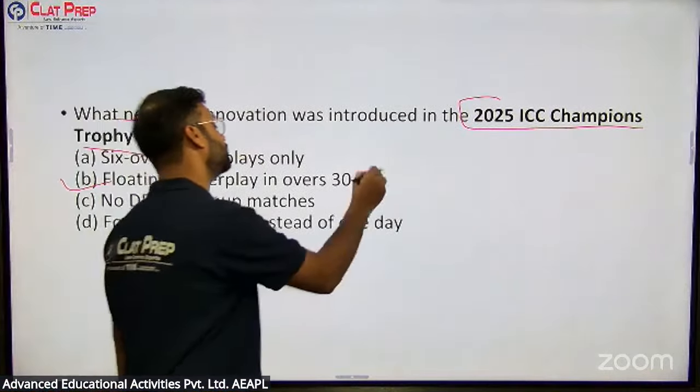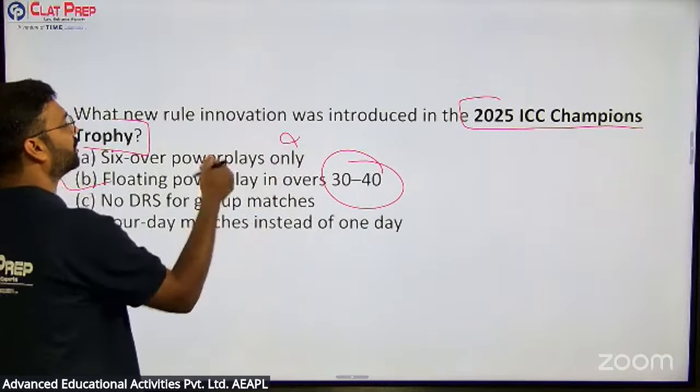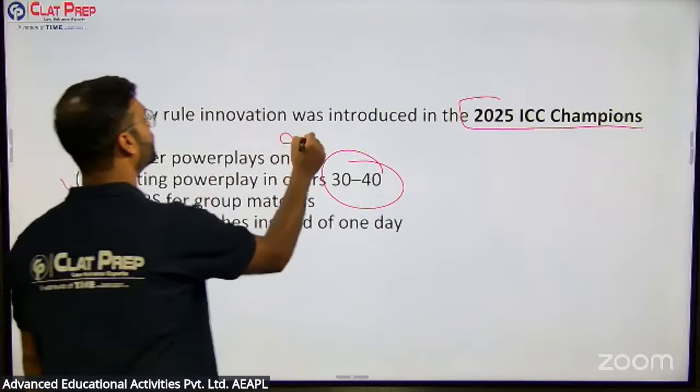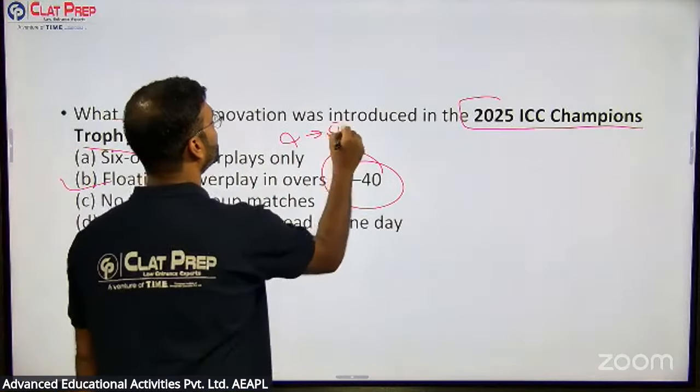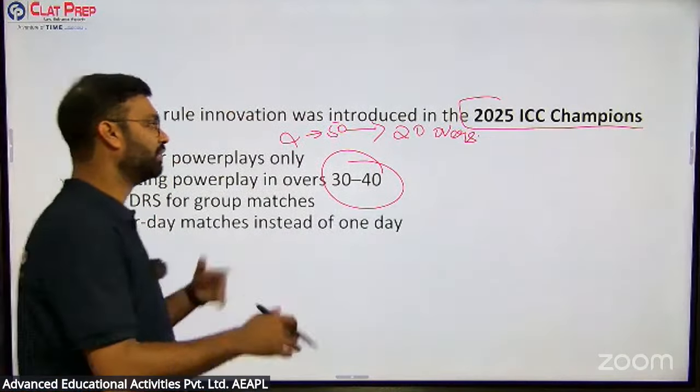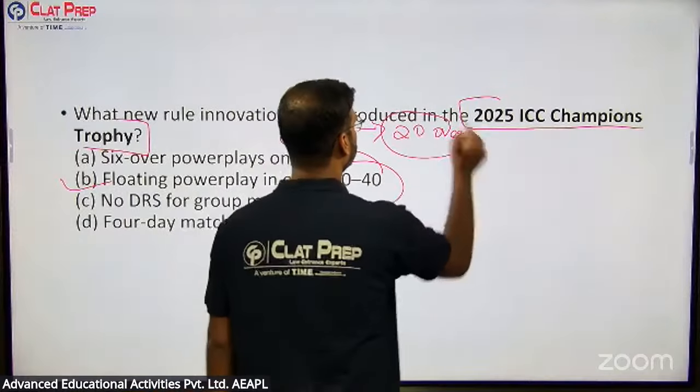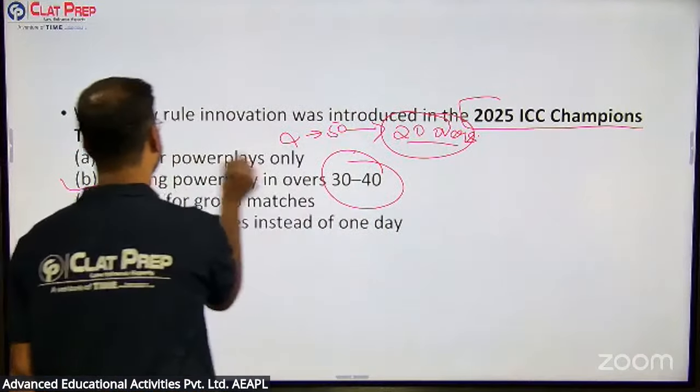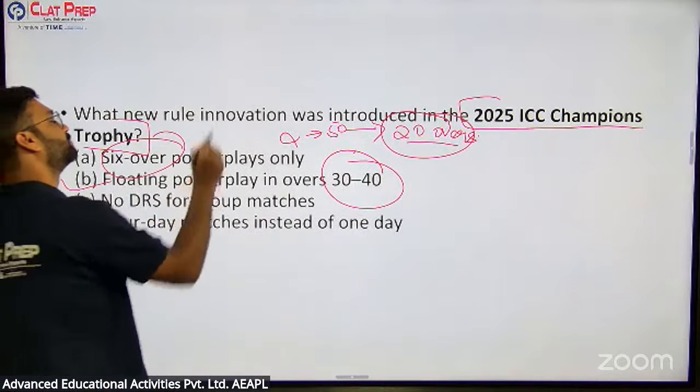Now, even if you look at other options, right? 6-over power play only. Now, in a Champions Trophy match, which is a 50-over match, generally the total length of the power play is approximately 20 overs. For those of you who follow cricket, they know that the total length of the power play, including the 3 power plays, is 20 overs. That cannot be reduced to 6 overs, because 6-over power plays are in T20 matches, right? So this option can also be eliminated.